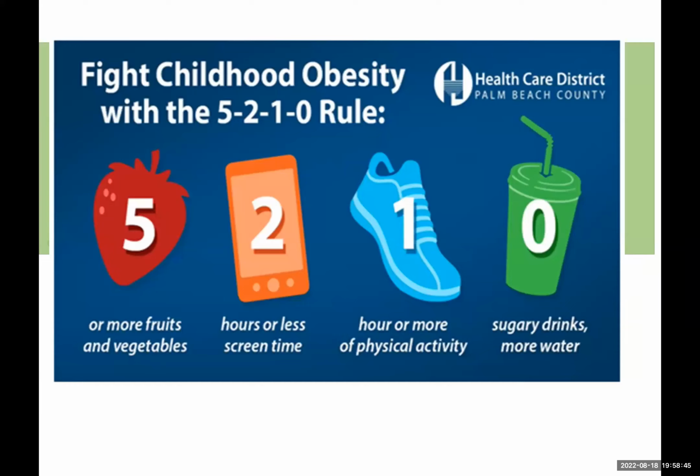The rule of 0125 is 0 sugary drinks, more water, 1 hour or more of physical activity, 2 hours or less of screen time outside of academic activities, and 5 or more fruit and vegetables per day. So the rule of 0125 is the golden rule. It is very important in the intervention plus, and it is very important in the prevention of obesity.